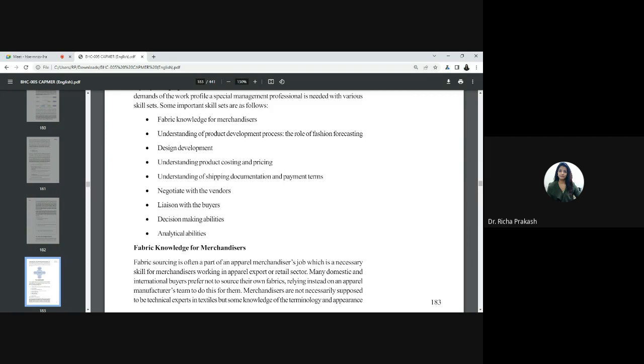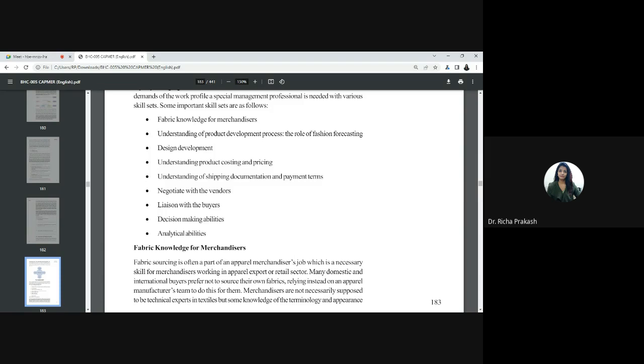Design development जानना है कैसे design develop होती है. Understanding product costing and pricing. Unless you know what is the cost and how the pricing is done, it's very difficult to move forward, because anyone will make you dumb actually. Understanding of shipping documentation and payment terms, again where finance is involved, taxes are involved. Knowing what is written in that document before forwarding it or signing it further. Having a thorough knowledge about the documentation is also very important.